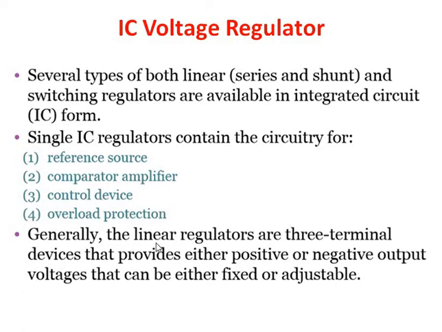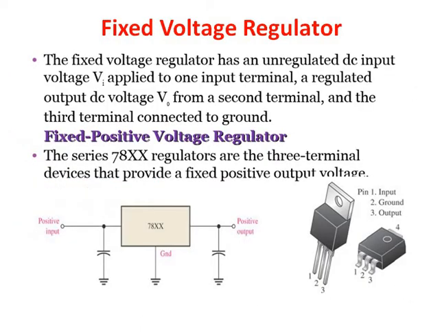So generally the linear voltage regulators are 3-terminal devices that provide either positive or negative output voltage that can be either fixed or adjustable. Fixed voltage regulator: the fixed voltage regulator has the unregulated DC input voltage VI, which is applied to the input terminal of the regulator IC, and the output VO we get at the other terminal, or output terminal, of the IC.